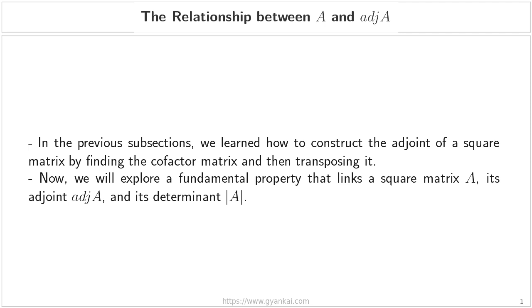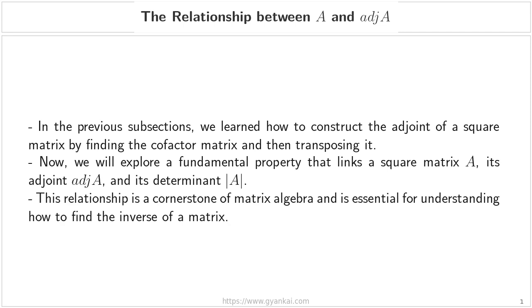Today, we are going to explore a fundamental property that creates a direct link between three key players in matrix algebra: the square matrix A, its adjoint, which we write as adj A, and its determinant, denoted as the absolute value of A. This isn't just an isolated rule to memorize. This relationship is actually a cornerstone of matrix algebra. Understanding how these three elements interact is absolutely essential, as it provides the theoretical groundwork you will need to master the process of finding the inverse of a matrix, which we will discuss in more detail later in this session.